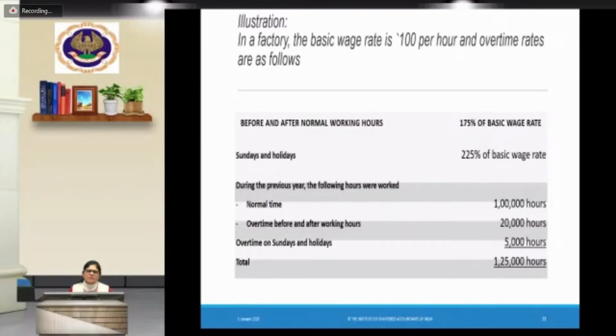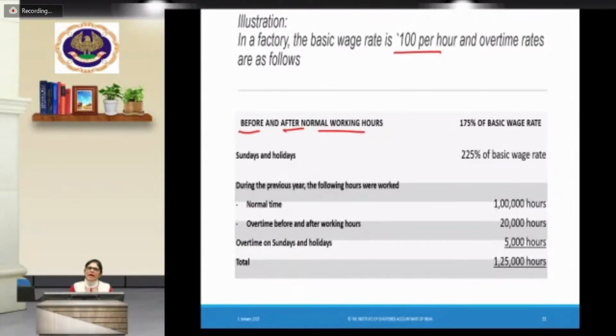The more illustrations we do, the more we understand the concept. So the basic wage rate is 100 per hour. This is the basic wage rate, and overtime rates are given like this. Before and after normal working hours. Before means if the normal working hours start from 9 a.m. and I have reached the company at 8 a.m., so 1 hour before, or it could be later in the evening.